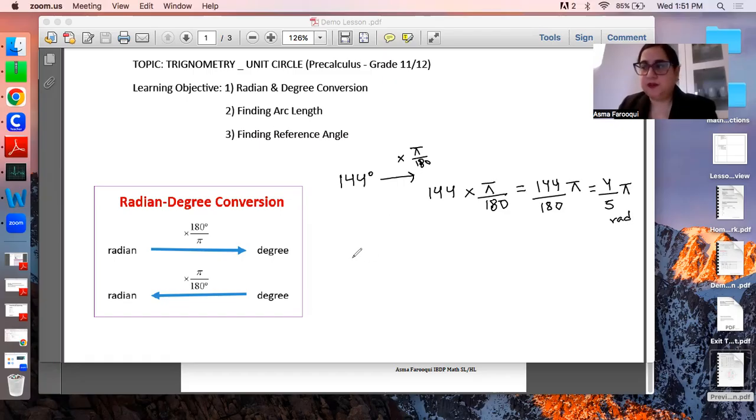Then another example. For example, you want to convert from radian to degree. So you can take 7 pi over 5. We're going to convert this to degrees. We're going to multiply this by 180 over pi. So you'll take 7 pi divided by 5 multiplied by 180 over pi. Pi and pi will cancel here. When you simplify this, you will get an angle of 252 degrees. So these are the two examples.